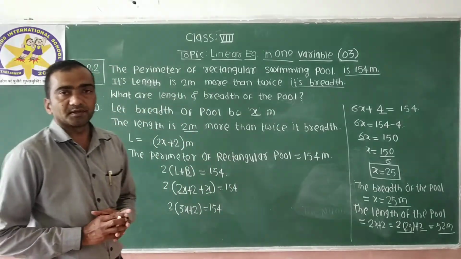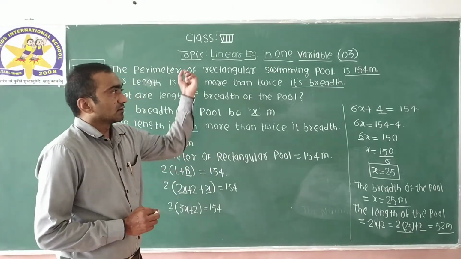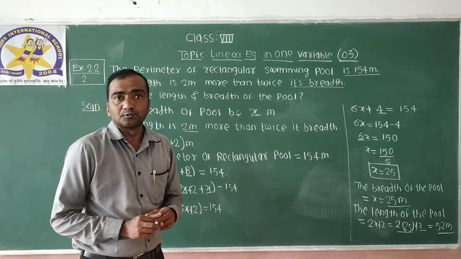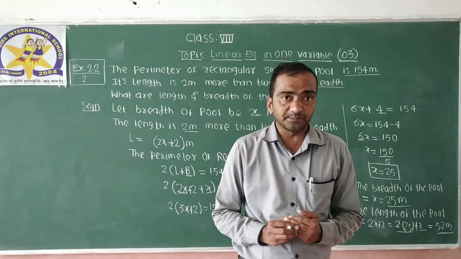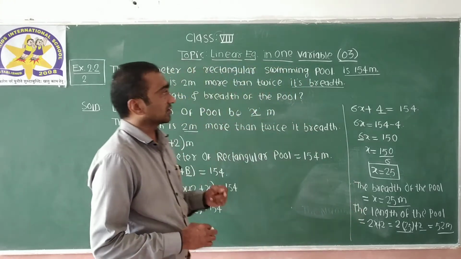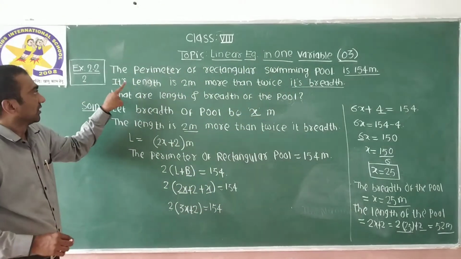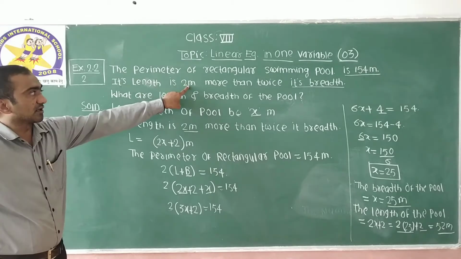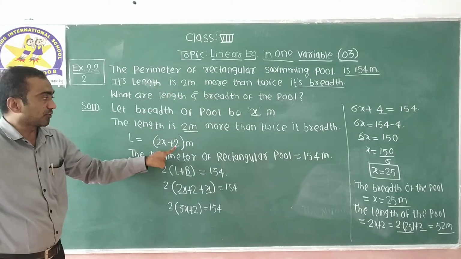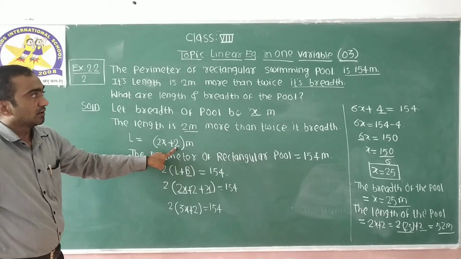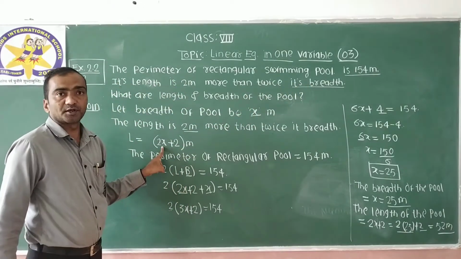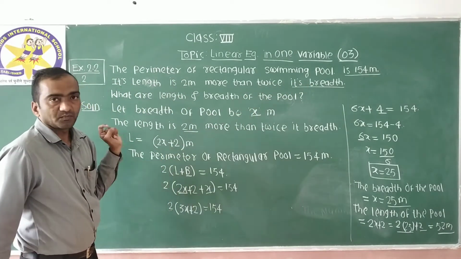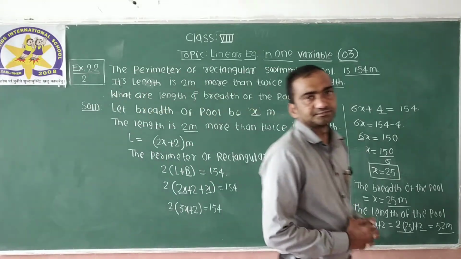What you have to remember in this question? The perimeter of the rectangular pool. What is the formula to find the perimeter? 2 multiplied by length plus breadth. And one sentence is given: its length is 2 meter more. 2 meter more means positive 2. Twice its breadth means 2x. Okay. Now we take question number 3.